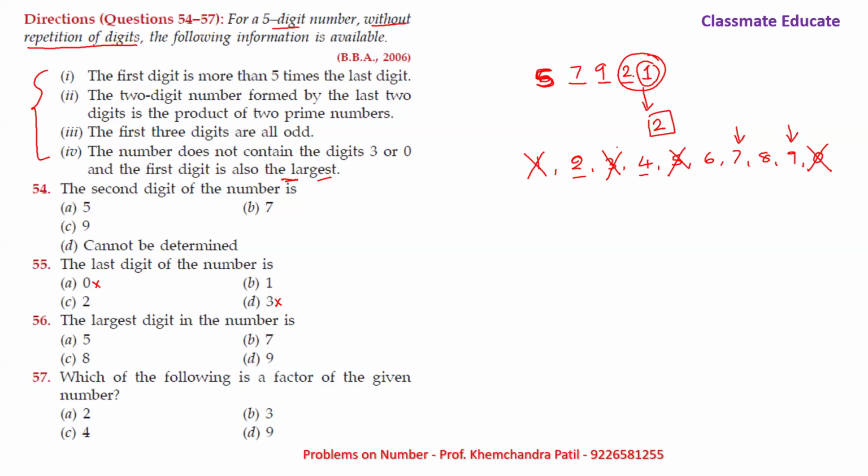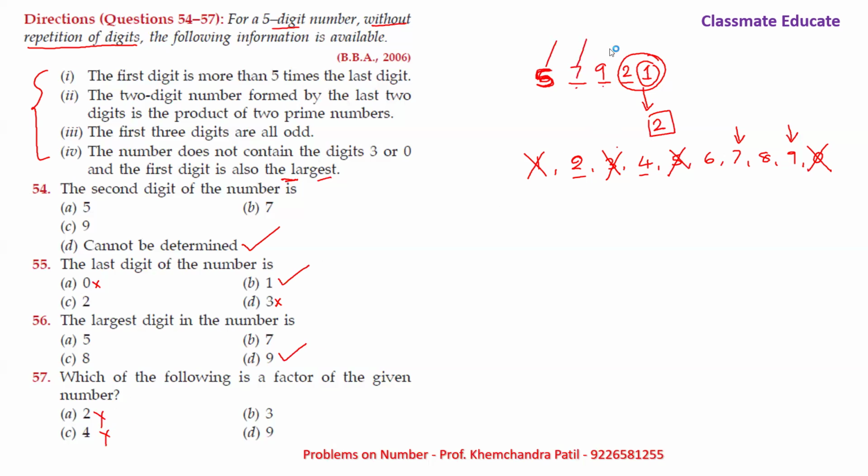The second digit of the number cannot be determined. It can be 7, it can also be 9. Last digit is 1. The largest digit in the number is what? 9. And which of the following is a factor of the number? If you do this, what is the total? So 2949, this is not possible.